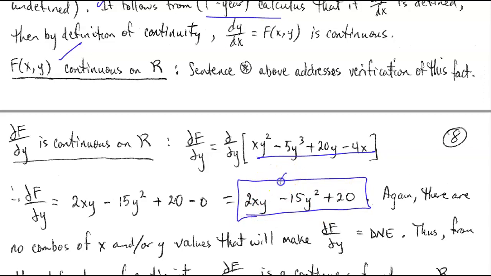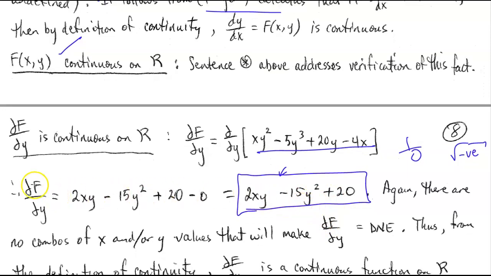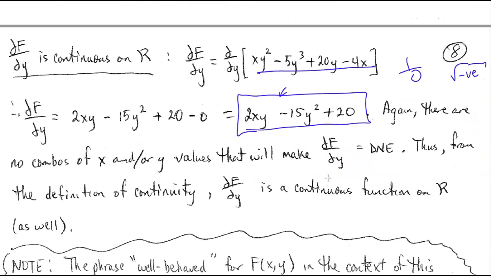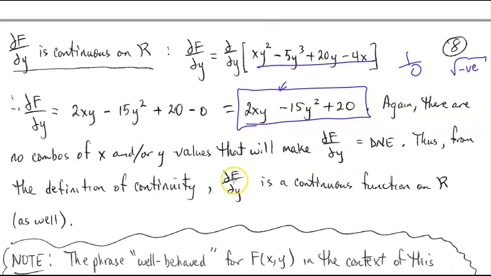And if we look at this expression, there is no combination of X and Y values that I can plug in where I'm going to get something like 1 divided by 0 or the square root of a negative number. So any combination of X and Y values I plug into here will actually give me a real number. So again, the partial derivative of big F with respect to Y will exist for any combination of X and Y values. So once again, I know that since a derivative exists, then that means that the corresponding function F in this case is going to be continuous.